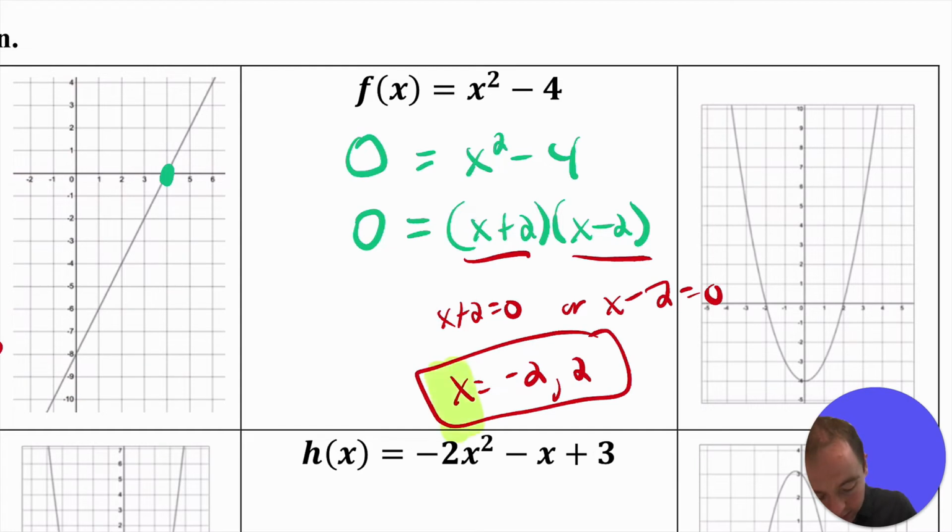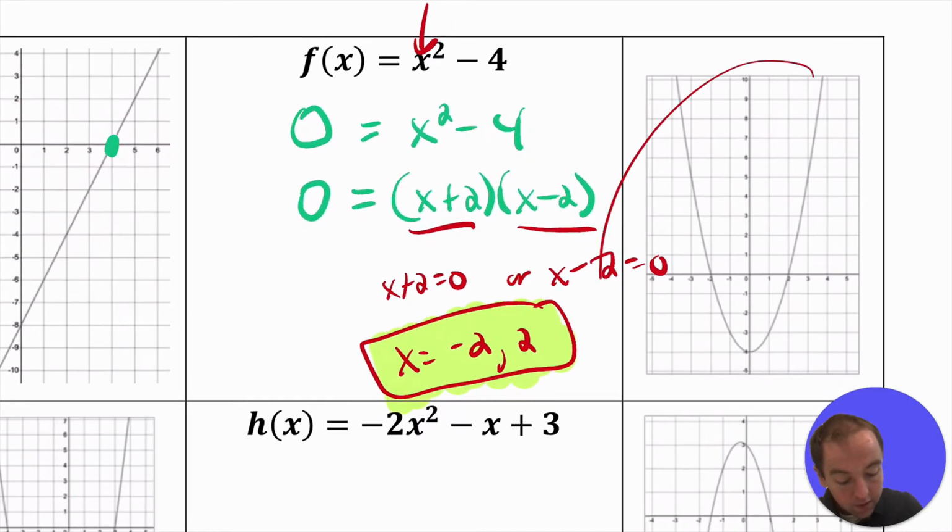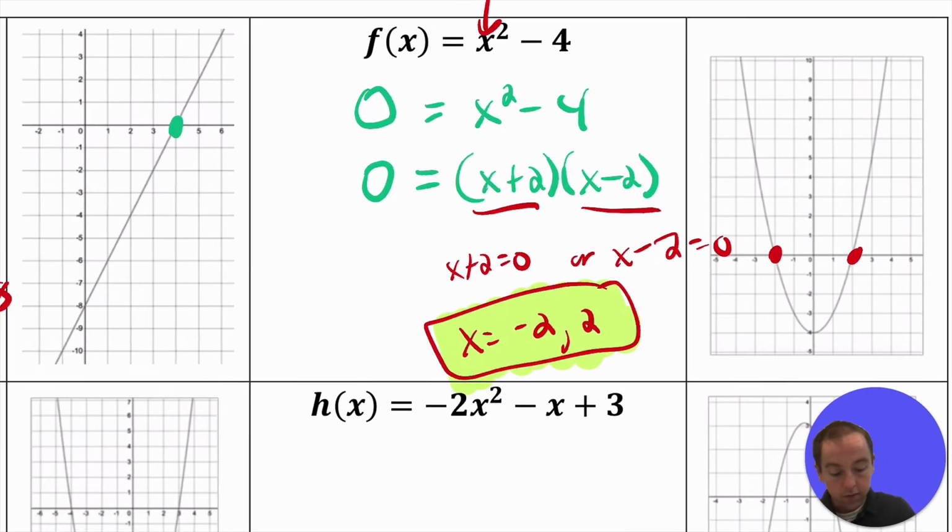Those indeed are the zeros of the function, because if you plugged in negative 2 for x, you'd get 4 minus 4, which is 0, and if you plugged in 2 for x, you'd get a 0 for your y as well. It does turn out that this parabola is the graph of f, the equation x squared minus 4 is equal to f of x, and you can see that there are the two x-intercepts, which give you the real zeros of the function.